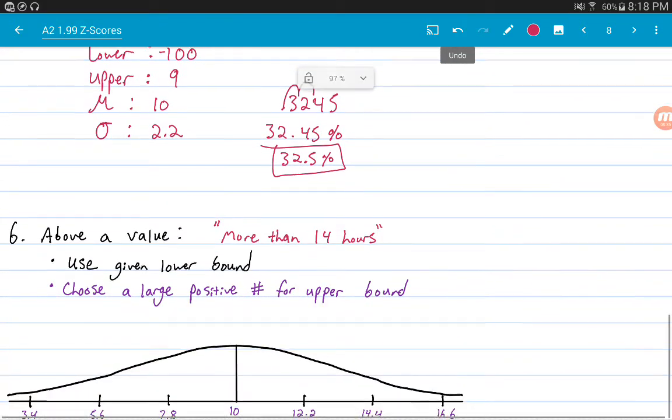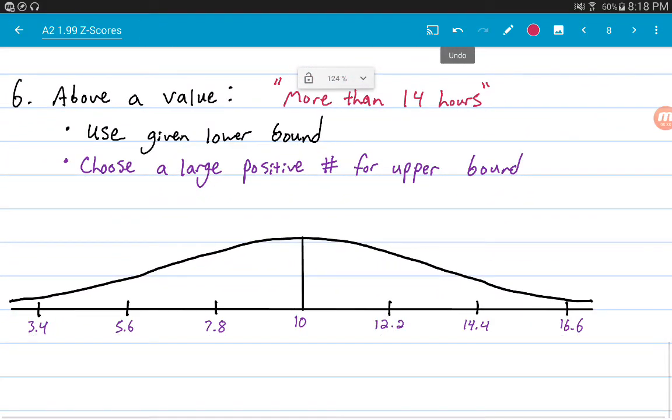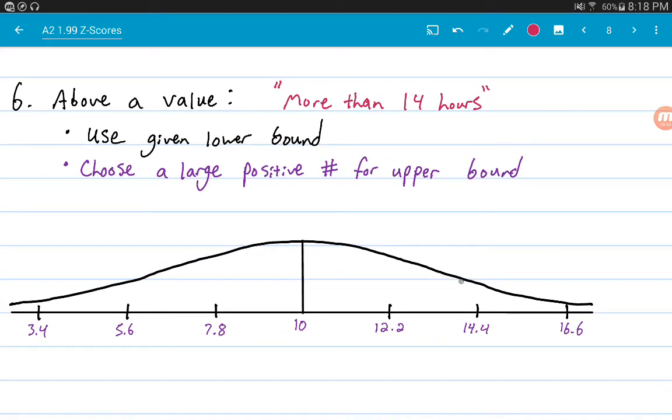And lastly, if we need to find something that's above a certain value, like more than 14 hours, you're going to use the given lower bound. Okay, now this is 14, about here. More than 14 means we're shading this way. So I know my lower boundary, but I'm not sure about my upper. My upper just has to be something off in this direction.